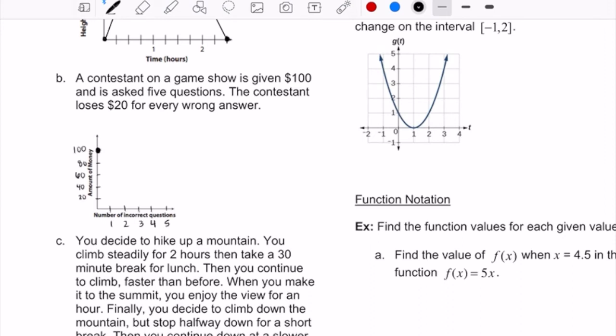If they get 1 question wrong, they would have $80 left. 2 questions wrong, they would have $60 left. 3 questions wrong, they would have $40 left. 4 questions wrong, they would have $20 left. And then if they got 5 questions wrong, they would run out.